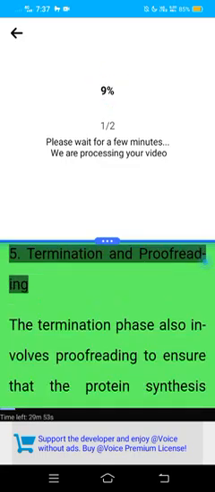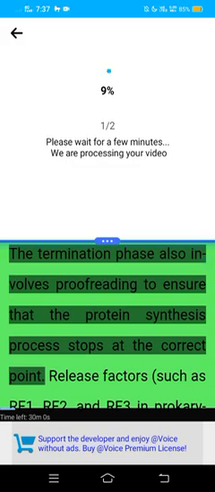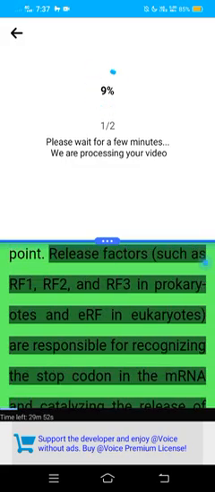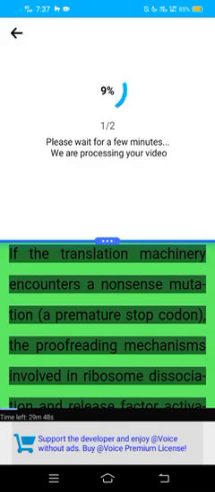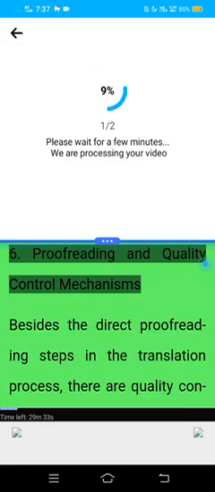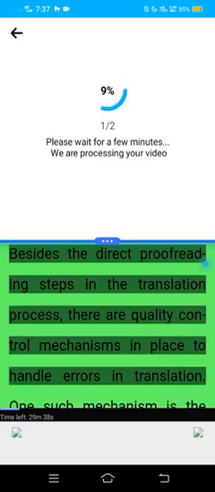5. Termination and proofreading. The termination phase also involves proofreading to ensure that the protein synthesis process stops at the correct point. Release factors such as RF1, RF2, and RF3 in prokaryotes and eRF in eukaryotes are responsible for recognizing the stop codon in the mRNA and catalyzing the release of the finished polypeptide chain. If the translation machinery encounters a nonsense mutation, a premature stop codon, the proofreading mechanisms involved in ribosome dissociation and release factor activation ensure that translation terminates at the correct location. 6. Proofreading and quality control mechanisms.